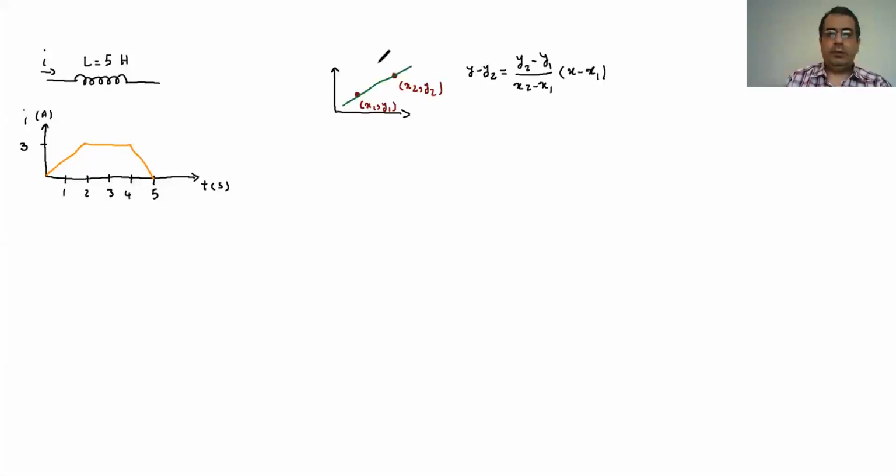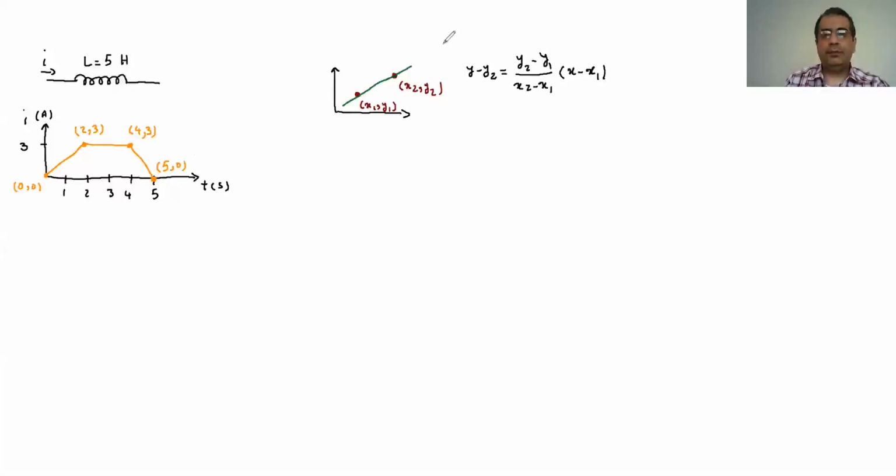So I'm going to just put the coordinates here. The start point is 0 and 0. Then this point here is x is 2, y is 3. The coordinate here is x is 4 and y is 3. And the coordinate here is x is 5 and y is 0.